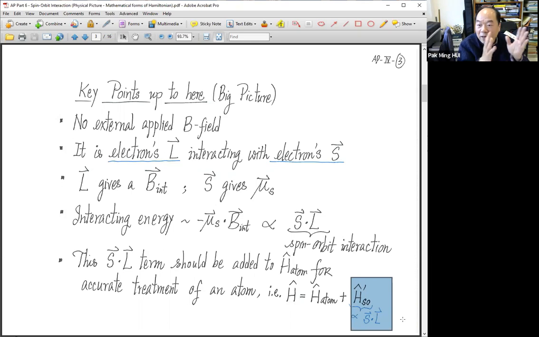At this point, let us take a break, and then we will continue on with the mathematical derivation of the Hamiltonian, H spin-orbit prime. The prime means that is the thing that will go into the perturbation term. All right. So let's have a break now.